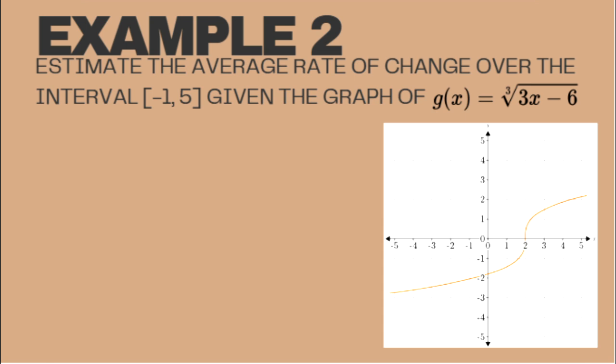Estimate the average rate of change over the interval [-1, 5], given the graph of g(x) equal to the cube root of 3x minus 6.